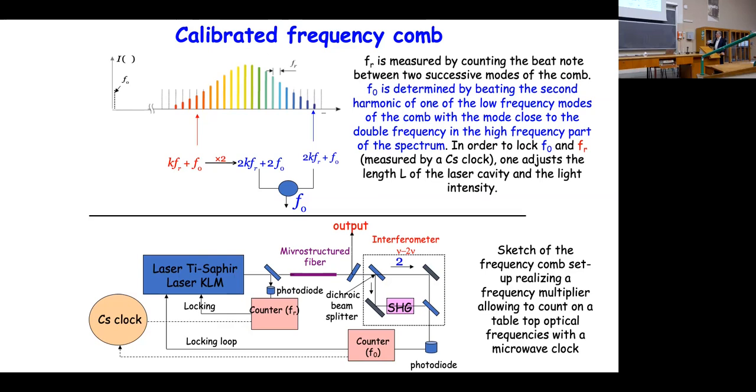F0 is referred to the clock. And then what you have, you play, for instance, with the intensity of the laser to fix F0 to a multiple of FR, which was fixed by fixing the length. So you see, you have two parameters you can play on to fix FR and F0 independently. And now you have FR and F0, which are both locked to the microwave clock, which is the standard of time up to now.